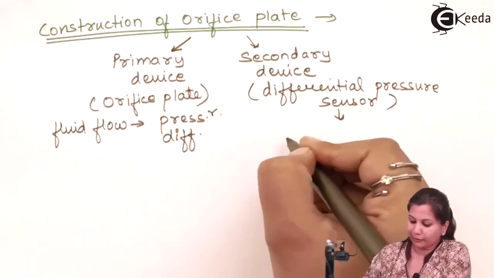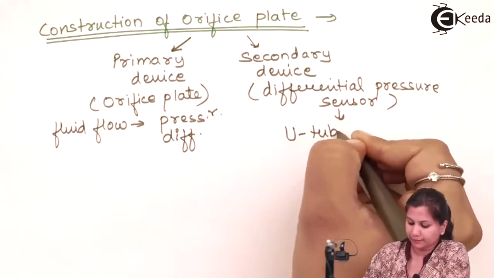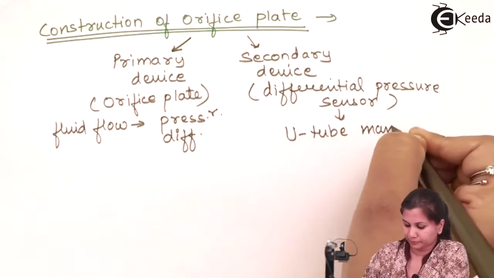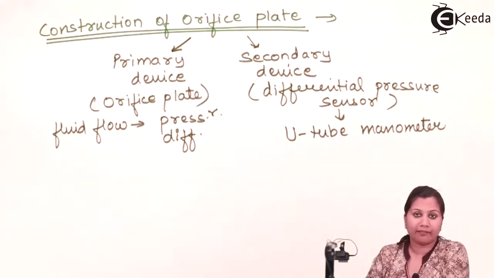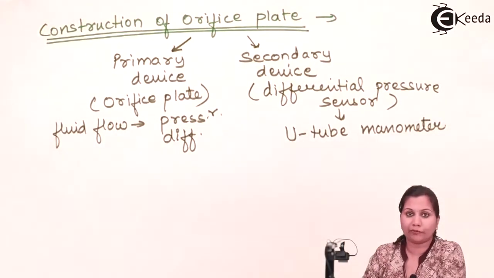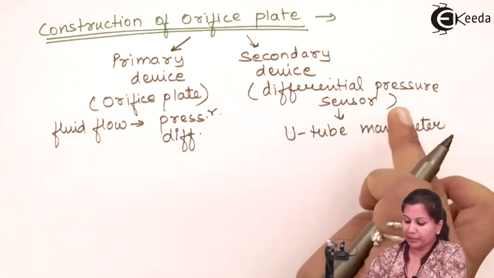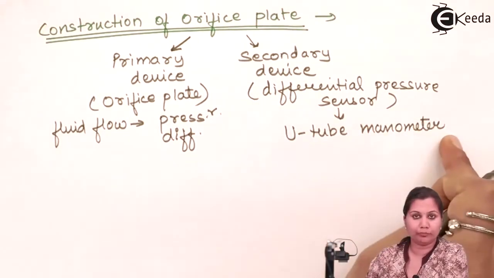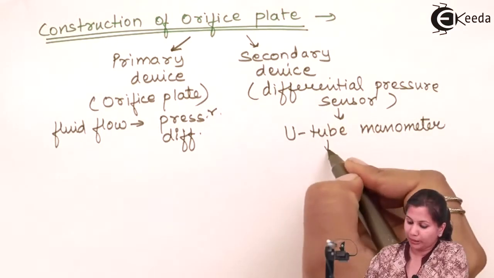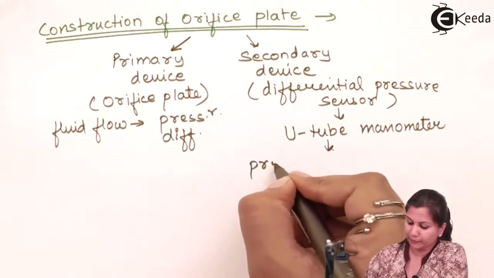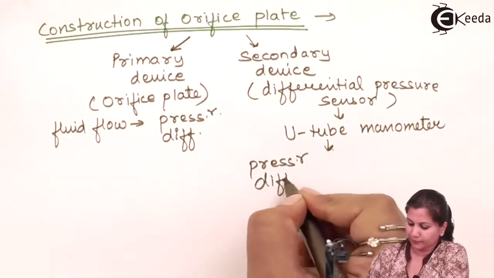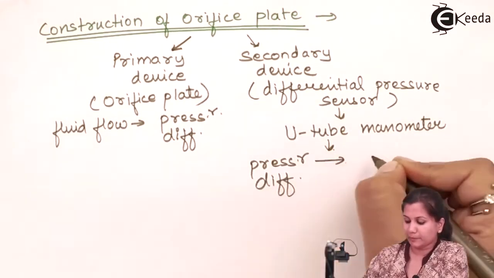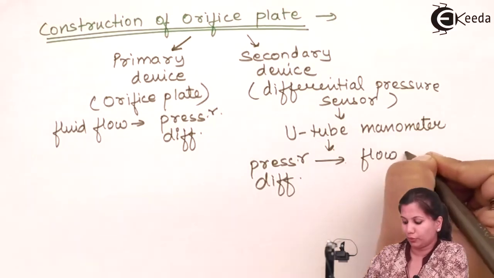Generally a U-tube manometer is used for this. Manometer is also a device which is used for the measurement of pressure. So the differential pressure sensor here is the U-tube manometer, and this U-tube manometer is going to measure the pressure difference, and this pressure difference is proportional to the flow rate.